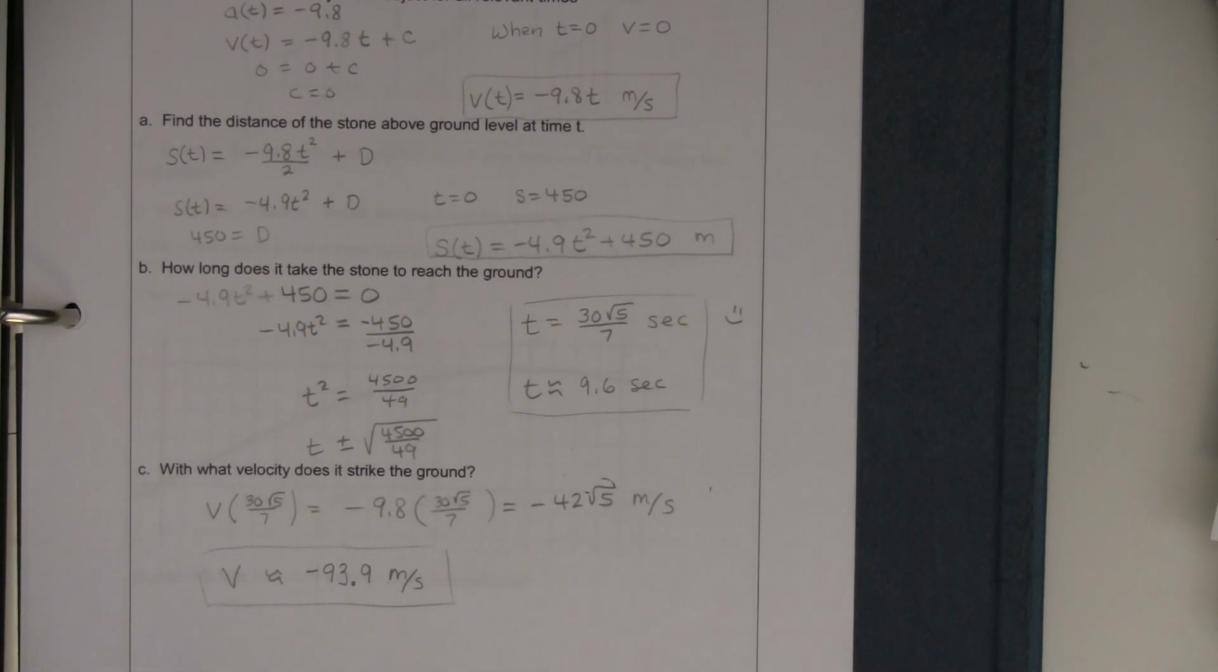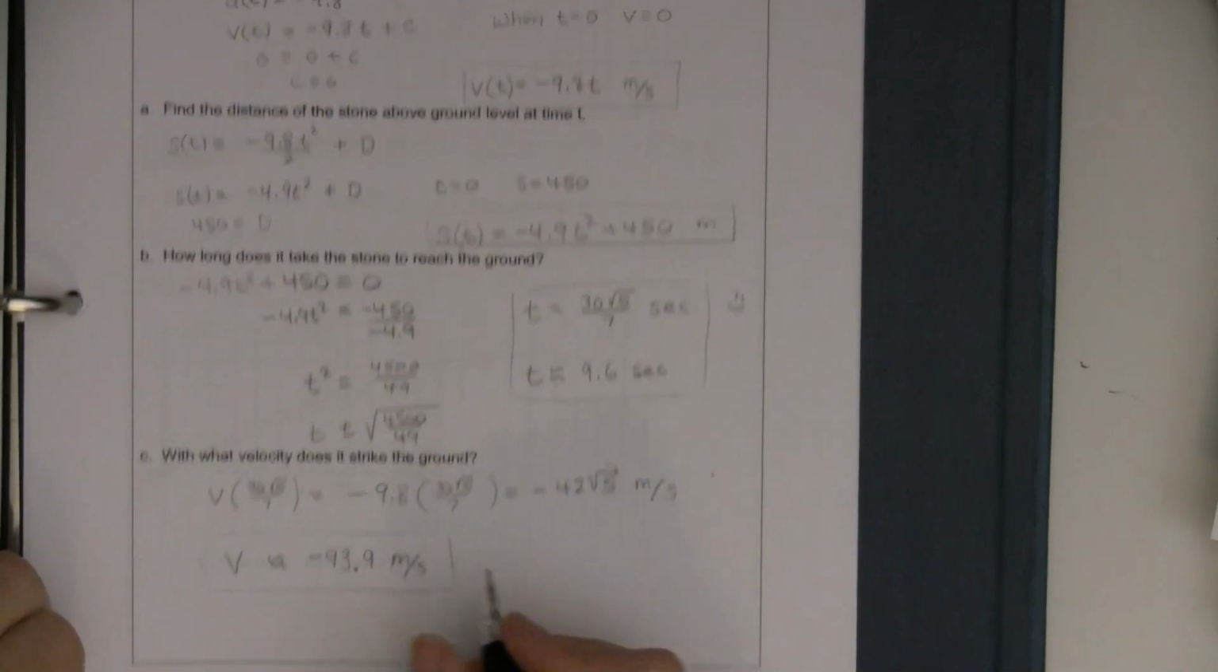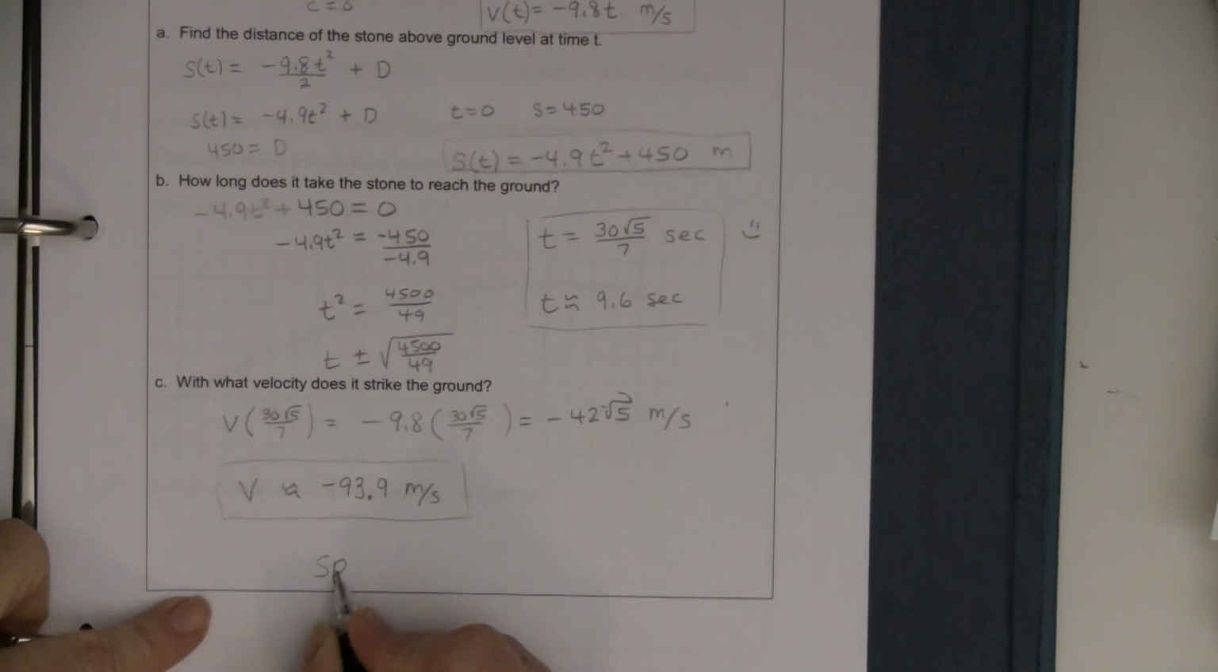And so if they'd asked me, what is the speed? Speed should be positive. So if they had said to me, what's the speed? Then I would have said, well, the speed is 93.9 meters per second.